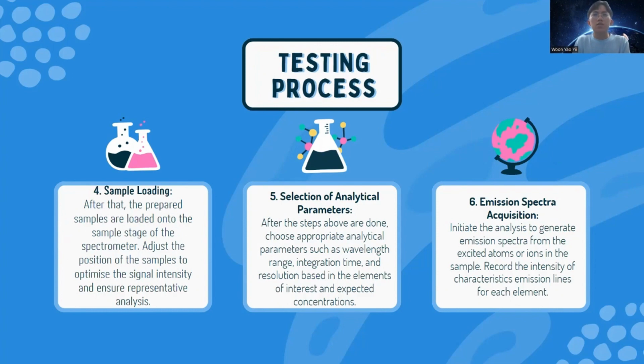The fifth step is the selection of analytical parameters. After the steps above are done, they choose appropriate analytical parameters such as wavelength range, time, and resolution, based on the element of interest and expected concentrations.